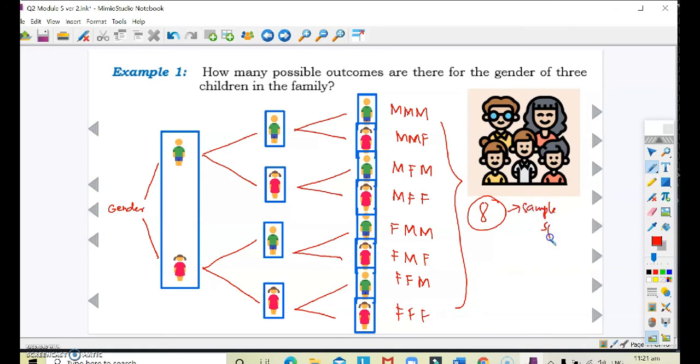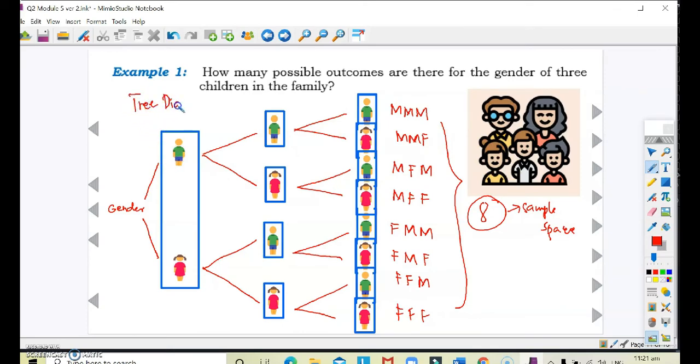If we are going to relate it to our previous discussion, we can say that getting the gender of 3 children in the family is the experiment, and the sample space would be the 8 outcomes that we have here. So if we're going to play with it, we can say that there's only 1 out of the 8 chances that all children will be male. Same as with female. So this is how we answer the problem. Now, that is using the tree diagram.